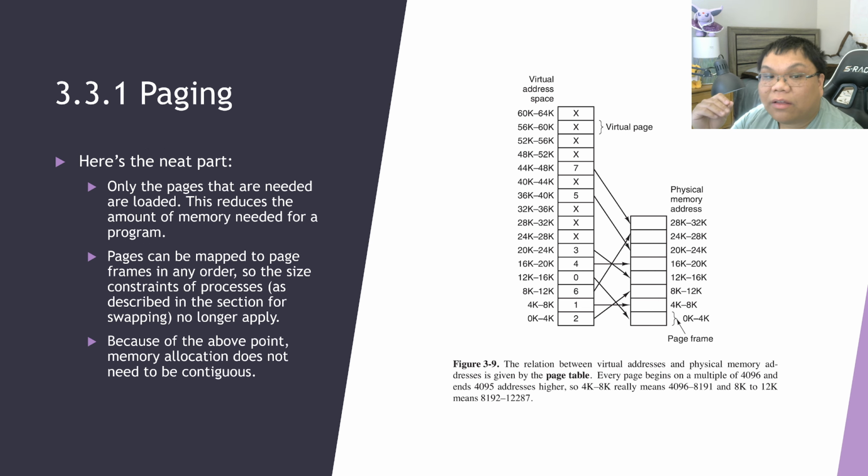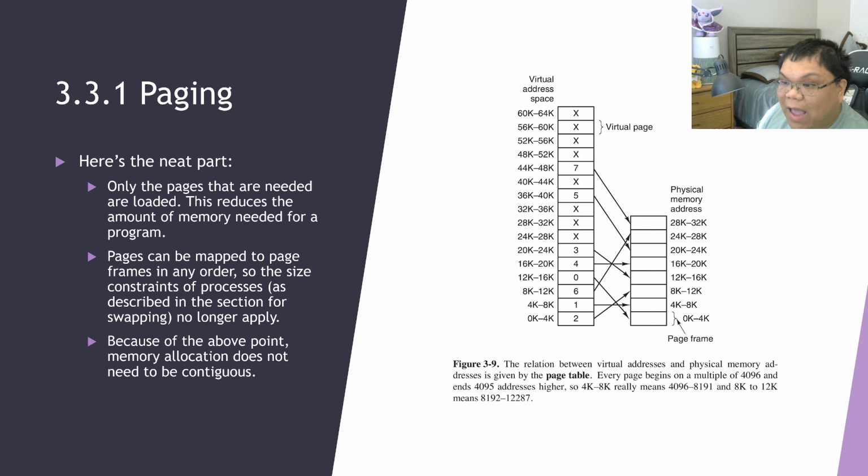So here's the neat part. When we load a program, we only load the parts that we need. If, for example, we need some other part of the program that isn't there, then the system will simply load the missing piece. Only the pages that are needed are loaded, reducing the amount of memory needed for a program.